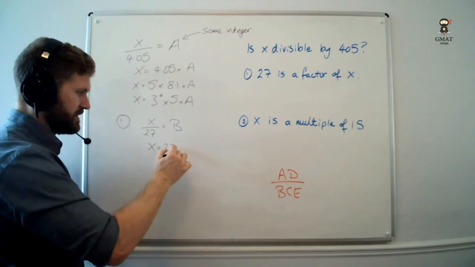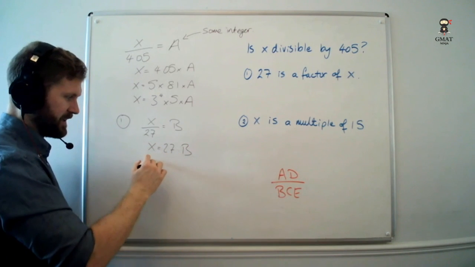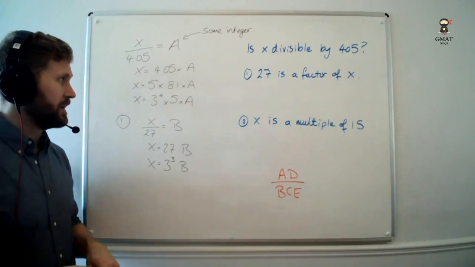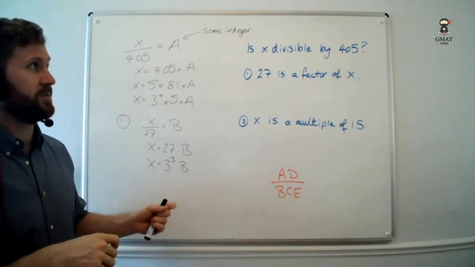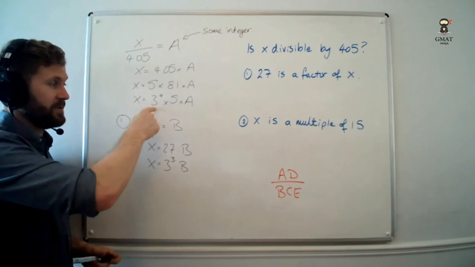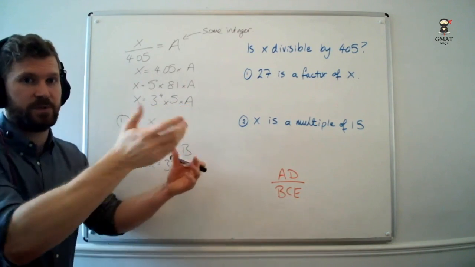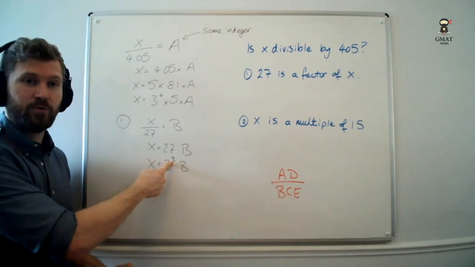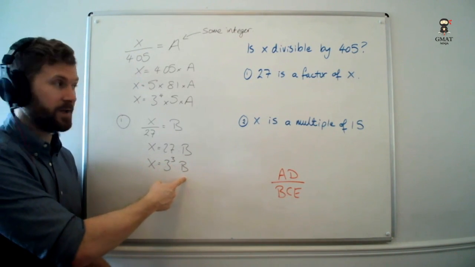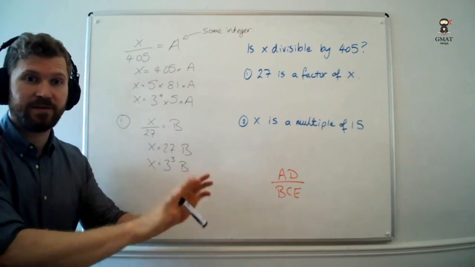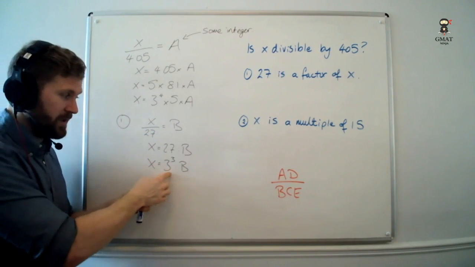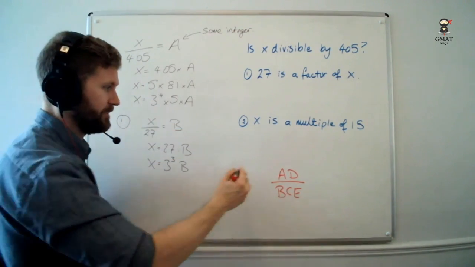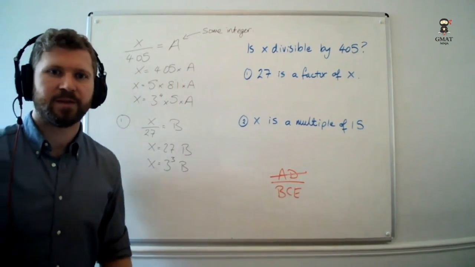Well, that means x is 27 times b, and prime factorizing that, we can say x is 3 cubed times b. Now, I said to be certain of whether x is divisible by 405, I needed 3 to the 4 times 5 times something in its prime factorization. From piece of information number 1, I know I've got 3 cubed. I don't know what's in b. There could be another 3, there could be a 5, there could be various other things. All I know is there is a 3 cubed, but that's not enough to say whether there's a 3 to the 4 and a 5 in it. So I'm going to cross A and D out.